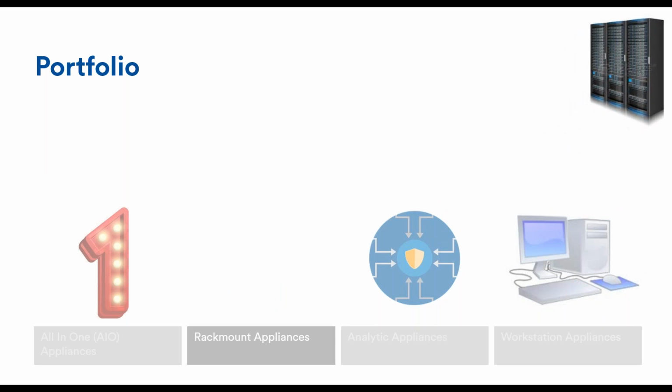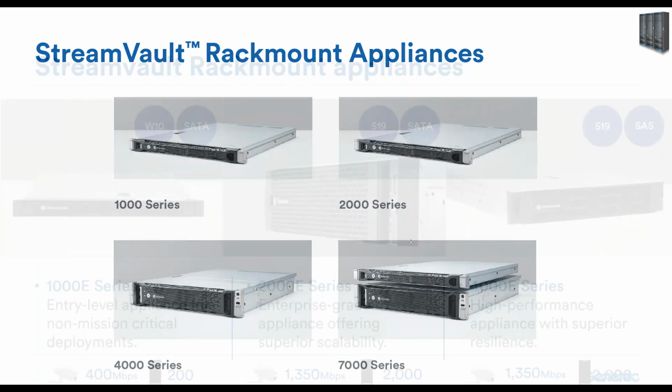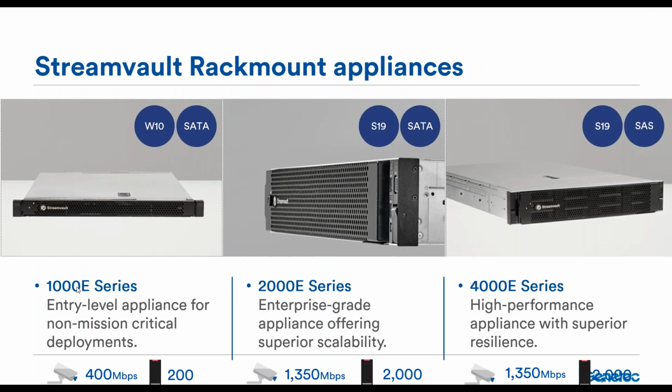So the rack mount appliance or the archivers, depending, will come in 4 different series. So we have the 1000, the 2000, the 4000, and 7000. So let's go in for a deeper look at each one of them. So the 1000 series comes with Windows 10. So it's an entry-level appliance for non-mission critical deployments. The SV2000 now gets the upgrade to Windows Server 2019. So this one will be an enterprise grade appliance.